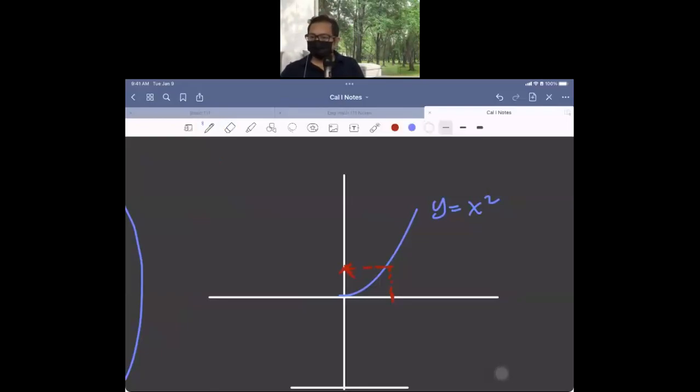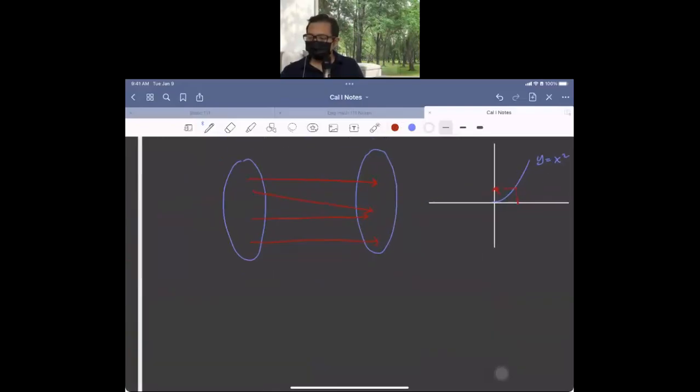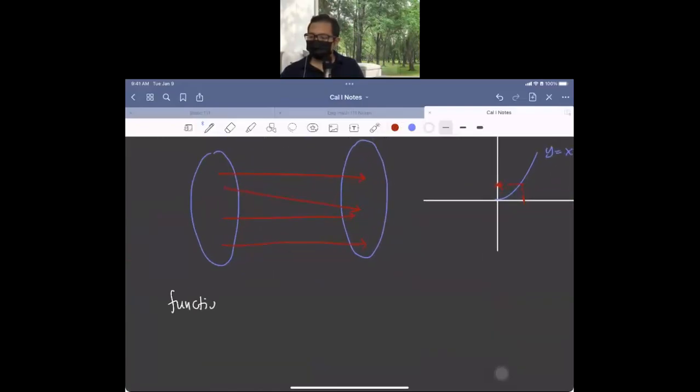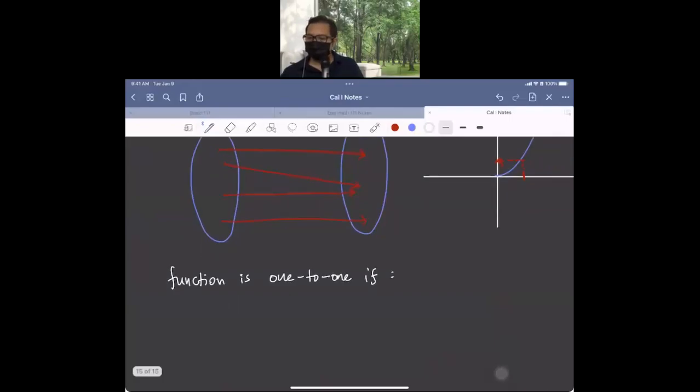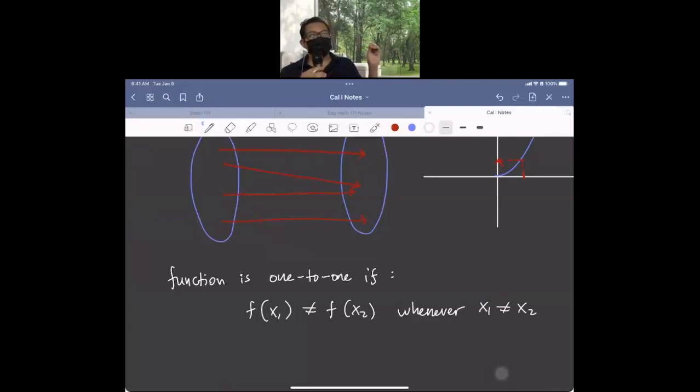Okay, so let me write this. A function is one-to-one if, let me just write the conclusion, f(x1) is not the same as f(x2) whenever x1 is not the same as x2. So they need to have exactly one value to one value, okay, and they are not the same value. Okay? The result of the function is not the same value.